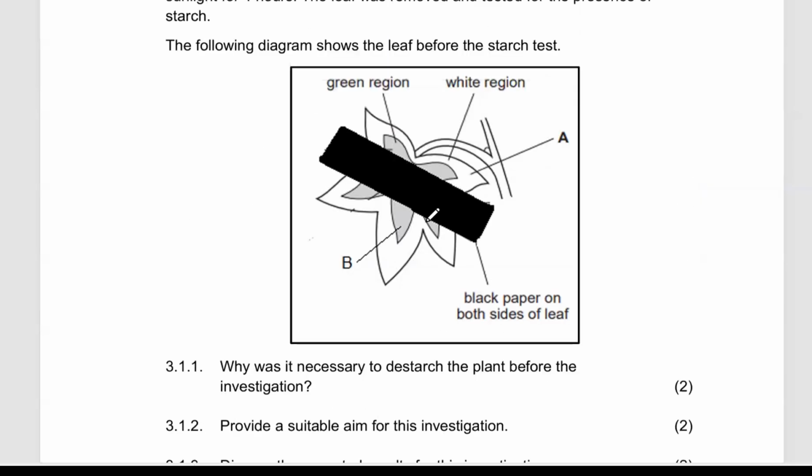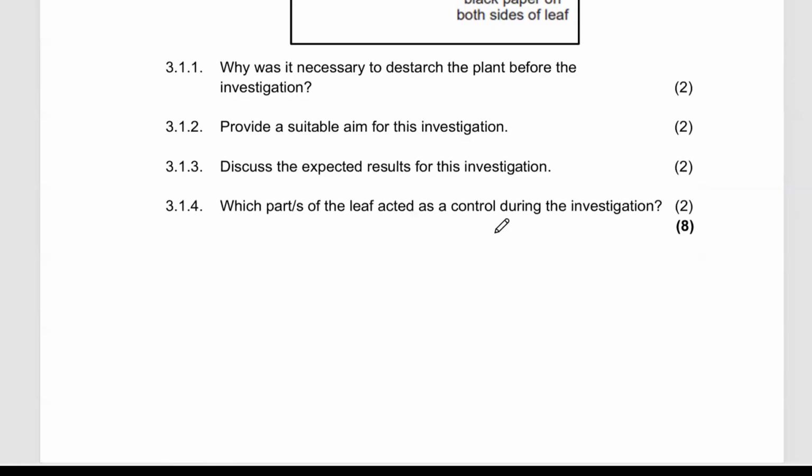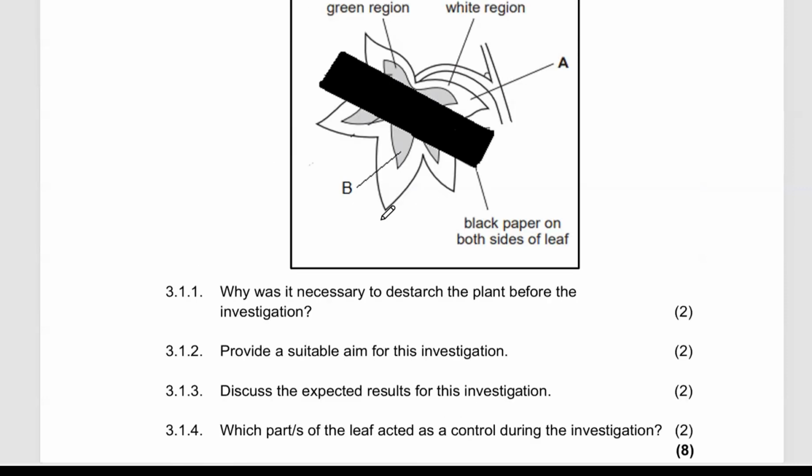Because this is about light, I can say the aim is to determine if light and chlorophyll are necessary for photosynthesis. Yes, so to determine whether chlorophyll and light are necessary for photosynthesis.